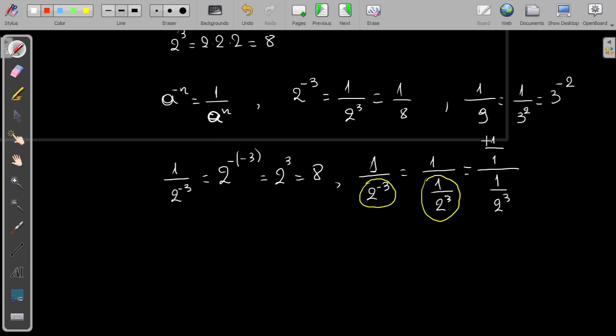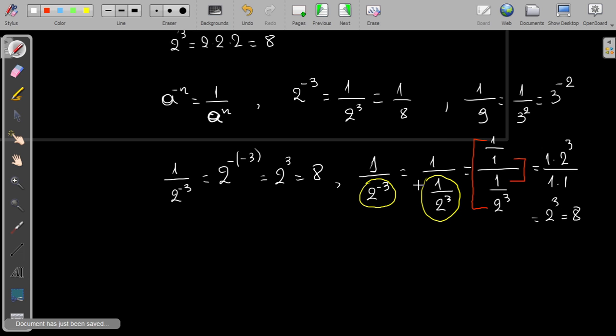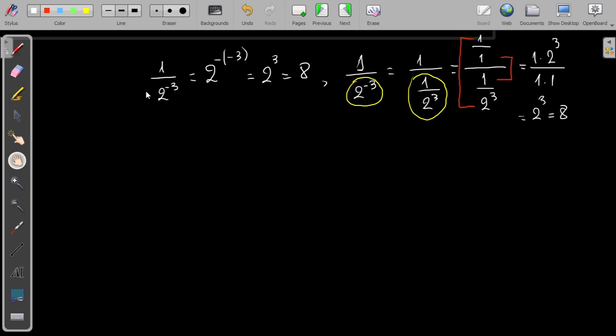Then I apply the simplification of a composite fraction, which is what? The outside parts of the fractions, 1 times 2 to the power of 3, over the inside 1 times 1, which is 2 to the power of 3, which is 8. More complicated way, but you may find some problems where you have to follow this procedure. We will see them further down.